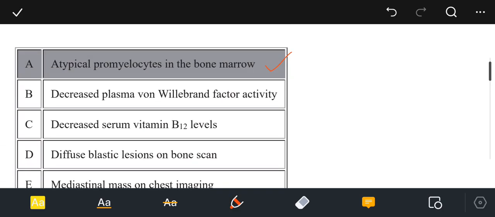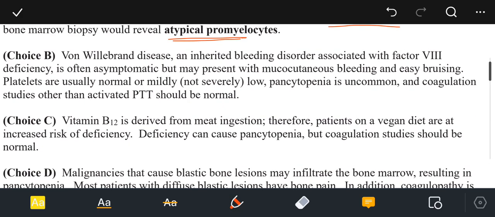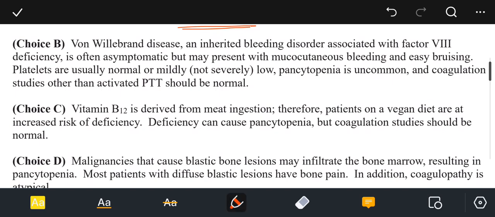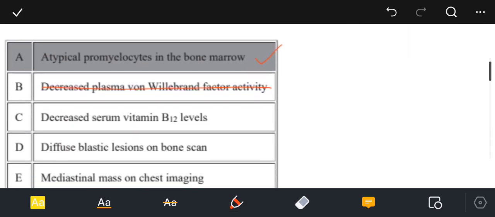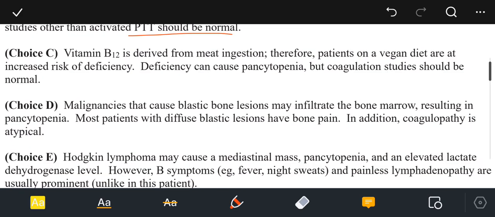Option B, that was decreased plasma von Willebrand activity. This was not the option of choice because von Willebrand disease, an inherited bleeding disorder with factor 8 deficiency, is often asymptomatic but may present with mucocutaneous bleeding and easy bruising. Platelets are usually normal or mildly, not severely, low. Pancytopenia is uncommon, and coagulation studies other than activated PTT should be normal. The choice C, that is decreased serum vitamin B12 level. This is not the option of choice because vitamin B12 is derived from meat ingestion. Therefore, patients on a vegan diet are at increased risk of deficiency. The deficiency can cause pancytopenia, but coagulation studies should be normal.